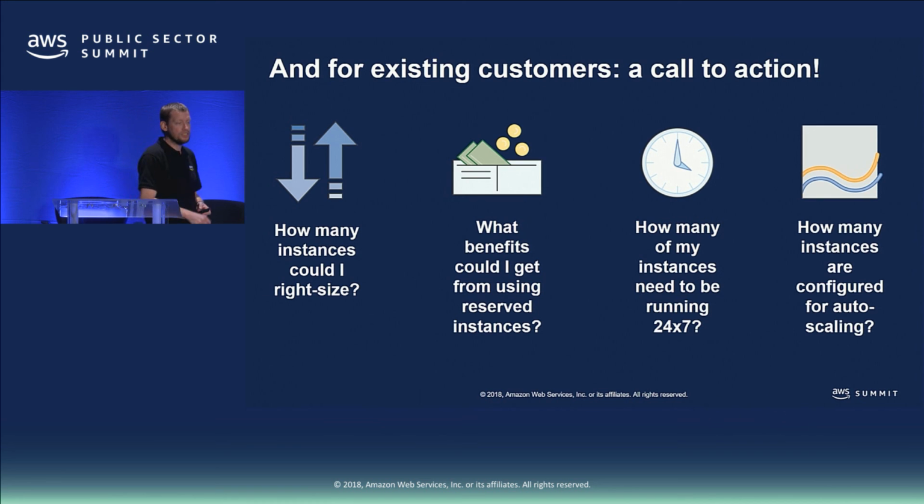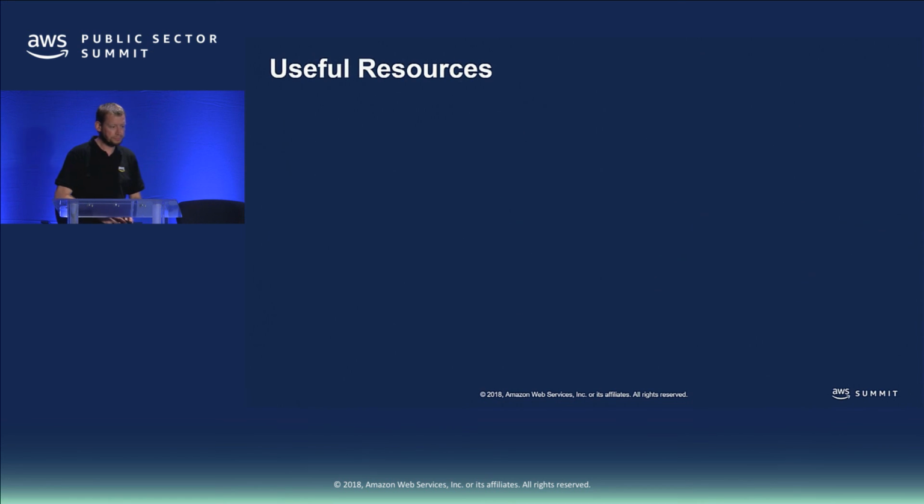And lastly, how many instances are configured for auto-scaling? So are you tracking your demand properly? Not just with EC2, but think of the other services as well. We now support application auto-scaling as well, so there are other things such as DynamoDB. You can change your provisioning for DynamoDB based on current requirements and CloudWatch metrics as well.